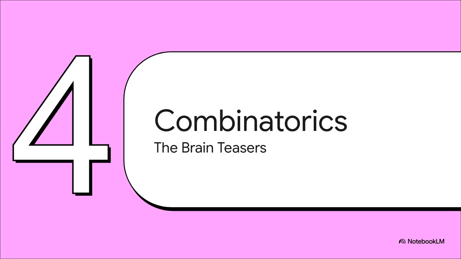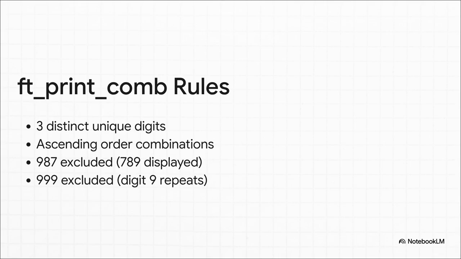Let's take a deep breath as we enter Section 4, Combinatorics. These are the brain teasers of the module. We're talking exercises 05, 06, and 08, dealing with printing unique number combinations without any duplicates whatsoever. Okay, let's take a look at exercise 5, ft_print_comb.